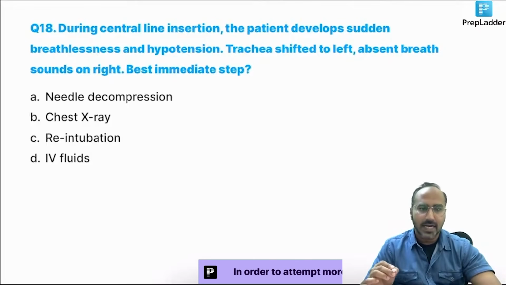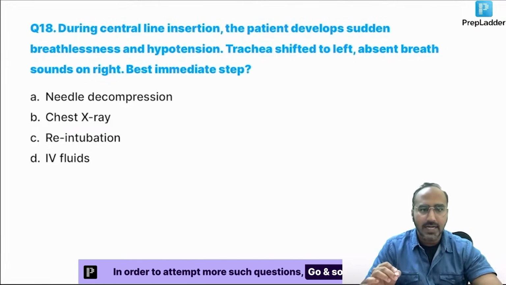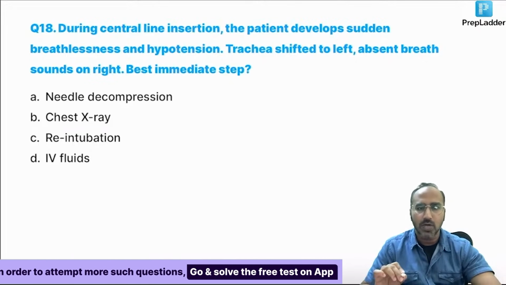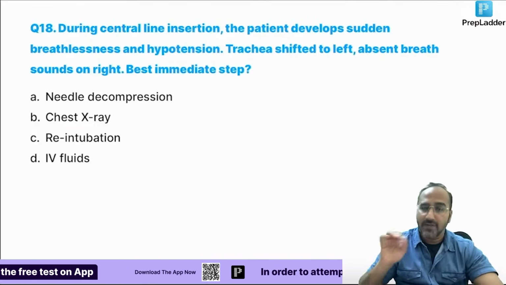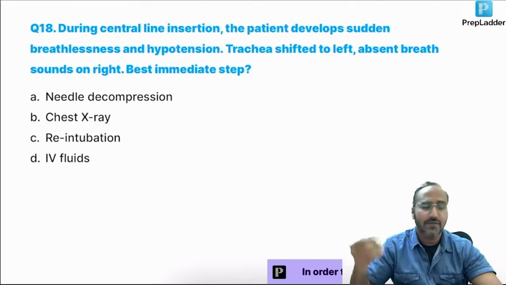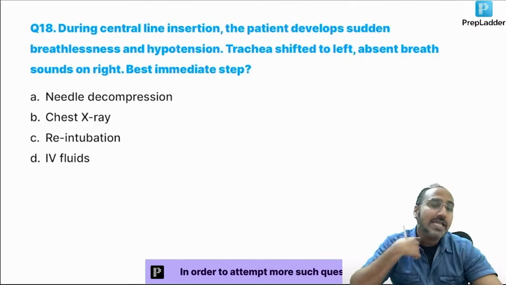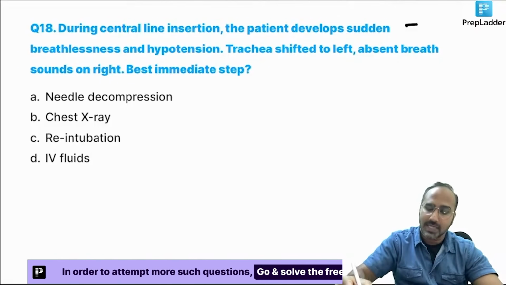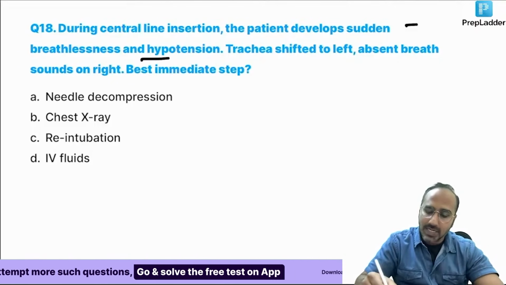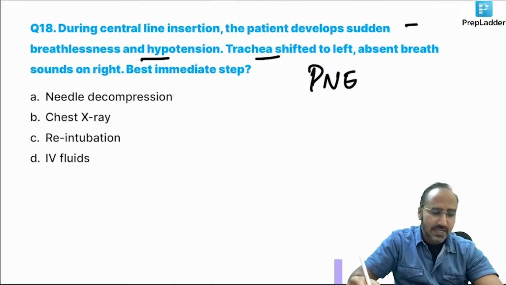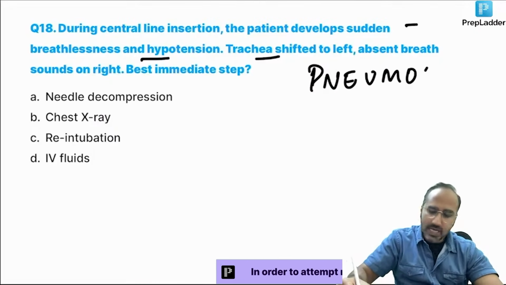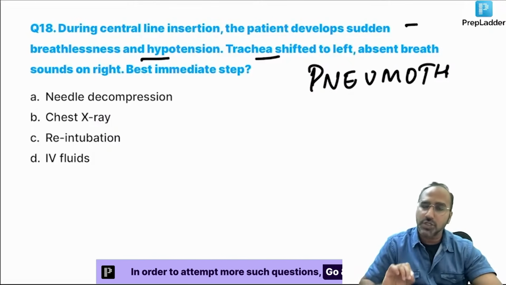Central line means, did I tell you IJV? Did I tell you subclavian? Did I tell you femoral? No. But you assume what? IJV only. Why? Because it is the most common site for insertion. And after IJV insertion, the patient is developing breathlessness, hypotension, tracheal shift. All these are features of what? Patient has developed pneumothorax. If the patient has developed pneumothorax, what should be done?